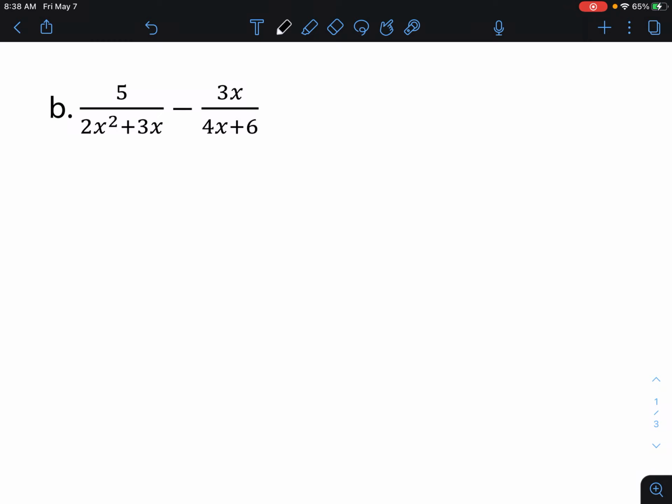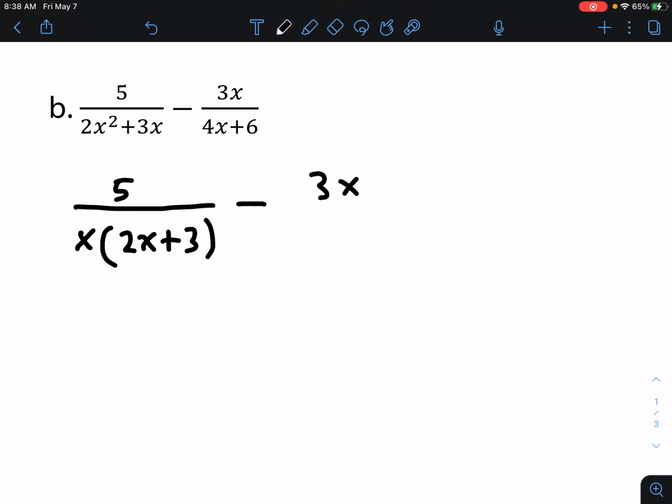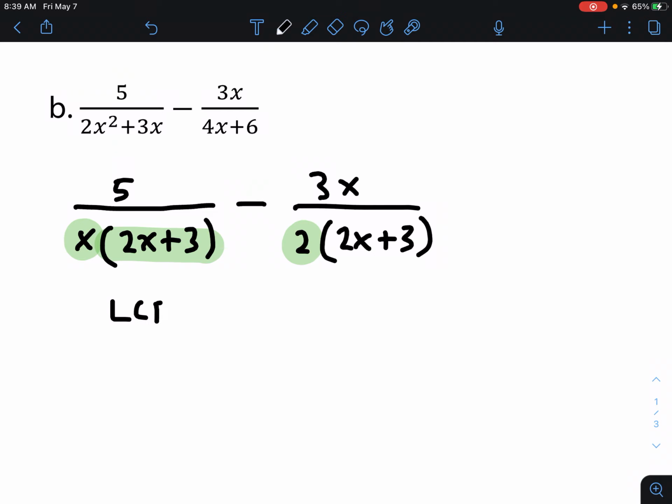So again, this is similar to the last one, not this last problem, but last assignment, where we got to do a bunch of factoring. So let's rewrite these fractions when we factor them. So I'm going to factor out an x. So I have 2x plus 3. And then I'm going to factor out a 2 out of this one. So I have 2x plus 3. Okay, and so from an LCD standpoint, I have unique things are x, 2. Those are the same, so I'm just going to pick one of them. So my LCD is 2x times 2x plus 3.